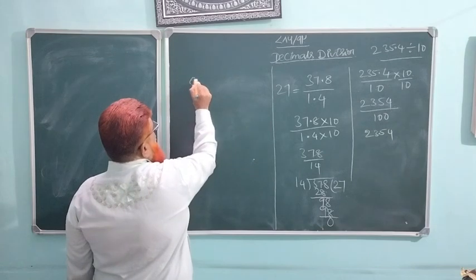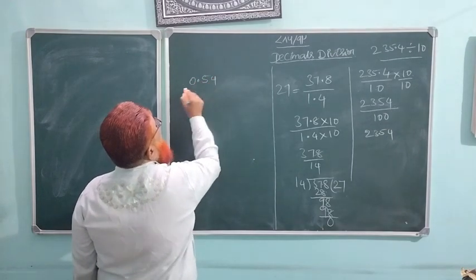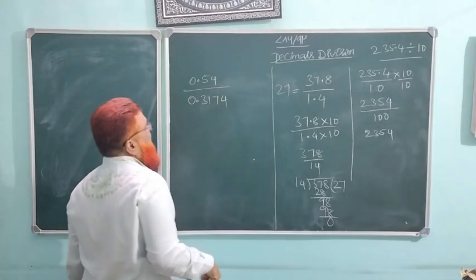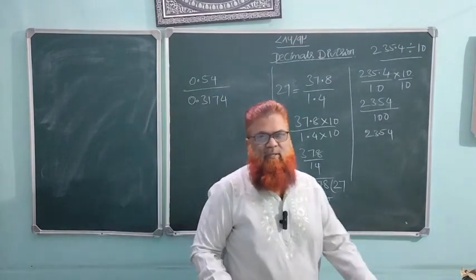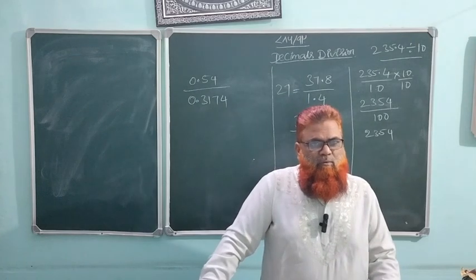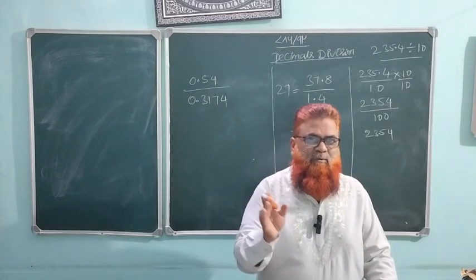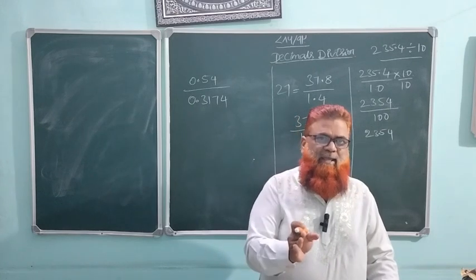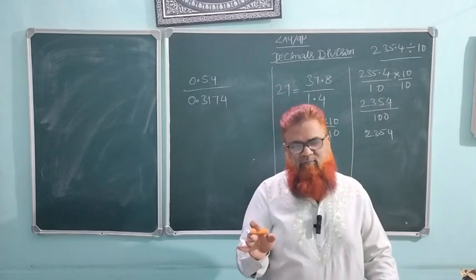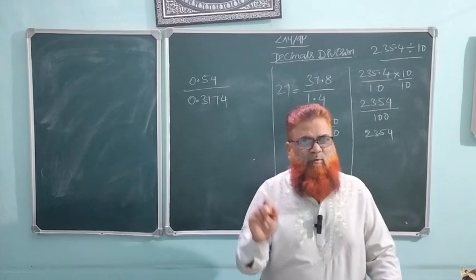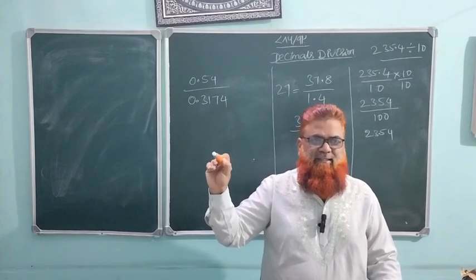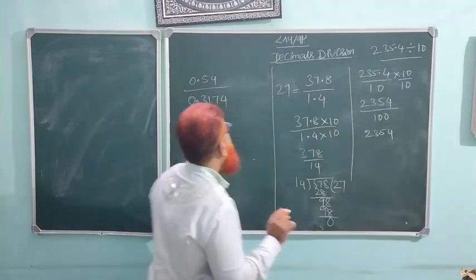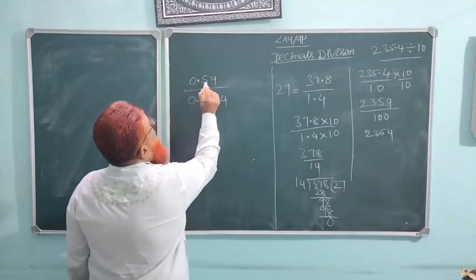See friends, 0.54 divided by 0.3174, like this. Now there is another unique method. Instead of multiplying with the power of 10 or multiple of 10, we can go on displacing the decimals. How now? See that one.